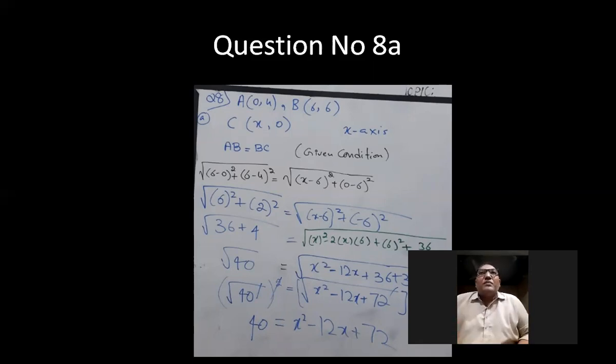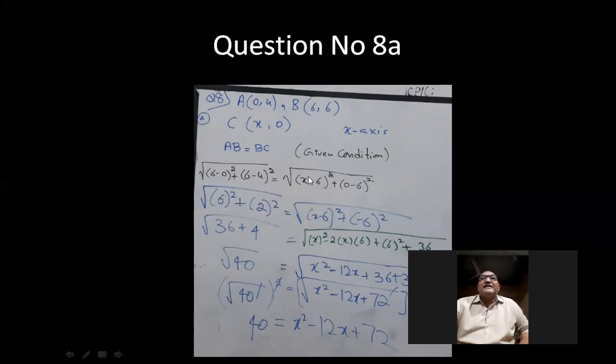So we know the coordinates of the 3 points, and we can apply the distance formula. You know the distance formula is the square root of (x2 minus x1) whole square plus (y2 minus y1) whole square. I will apply the distance formula on the points A and B. So you will have 6 minus 0 whole square plus 6 minus 4 whole square. That is how you find the distance AB. 6 minus 0 is 6, and 6 minus 4 is 2. So 6 square plus 2 square, under root.